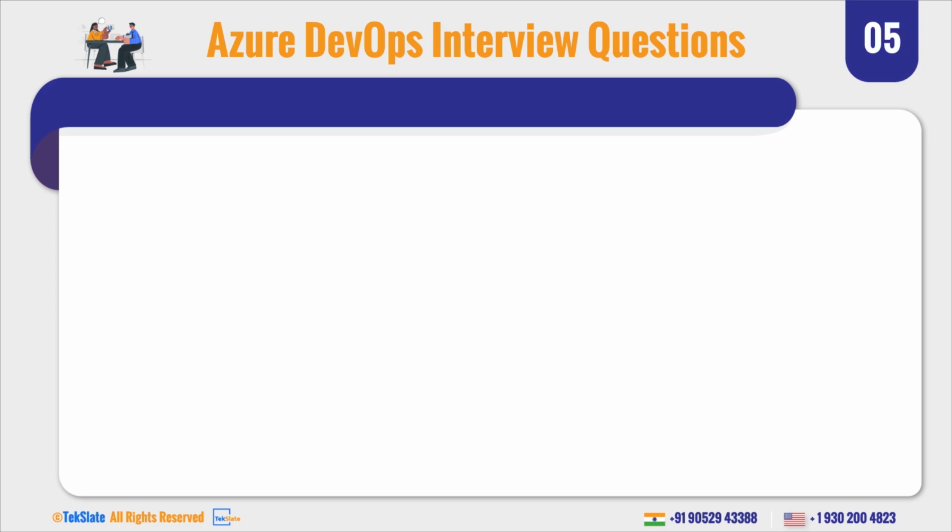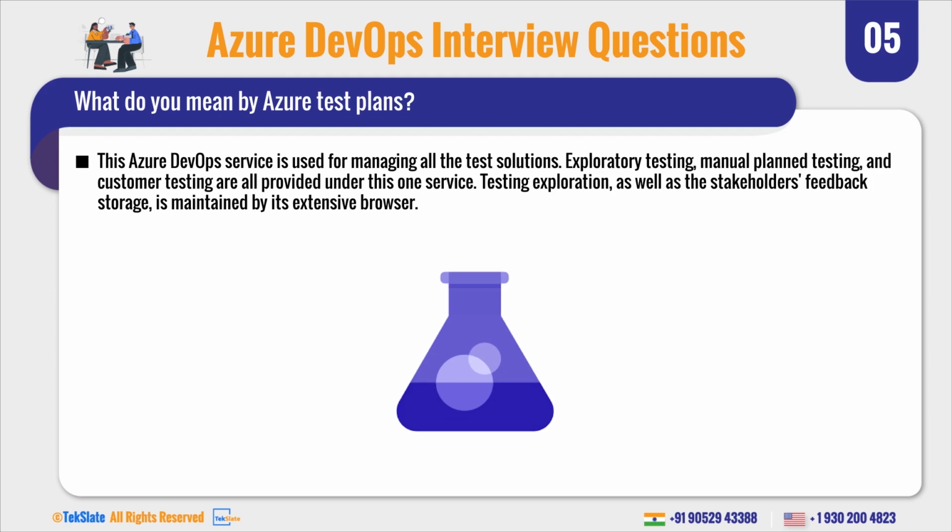The next question is, what do you mean by Azure Test Plans? This Azure DevOps service is used for managing all the test solutions. Exploratory testing, manual planned testing, and customer testing are all provided under this one service. Testing exploration as well as stakeholder feedback storage is maintained by its extensive browser. Exploratory and manual testing are essential techniques for product development because they are considered the reason for testing automation.